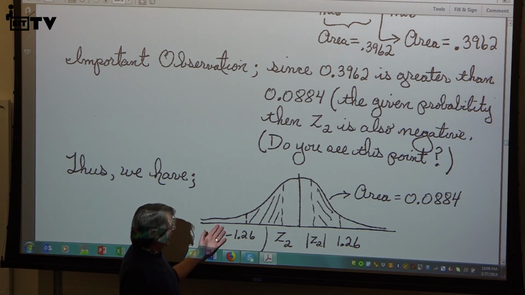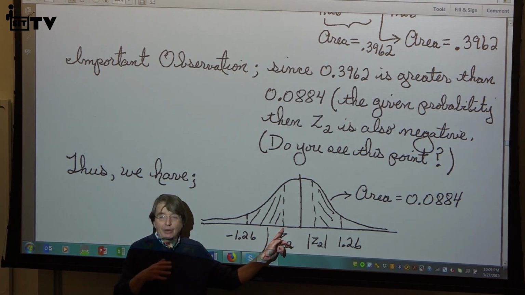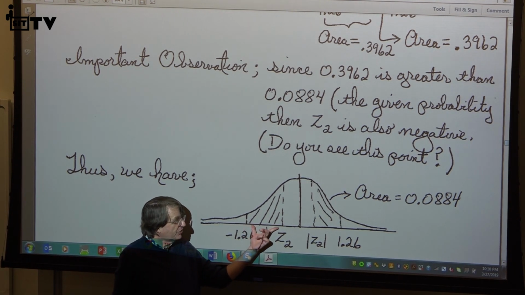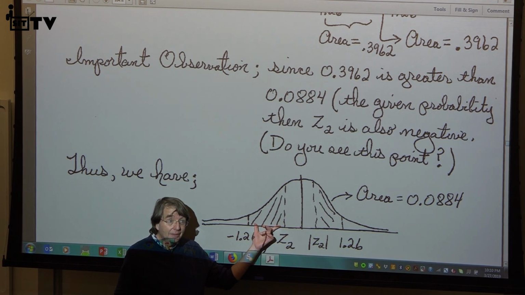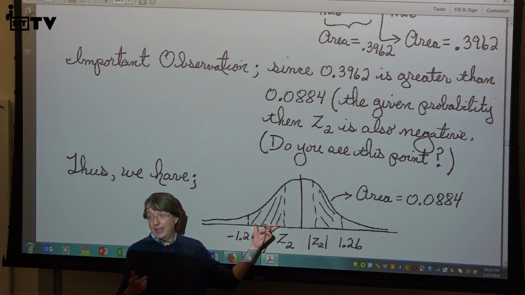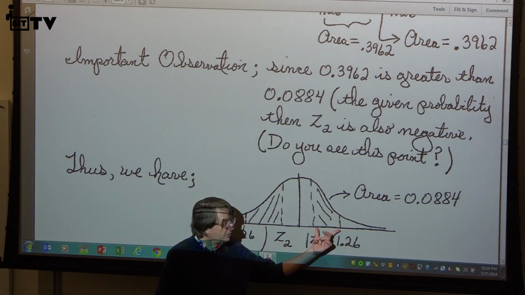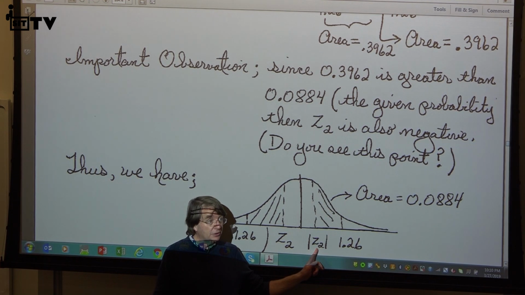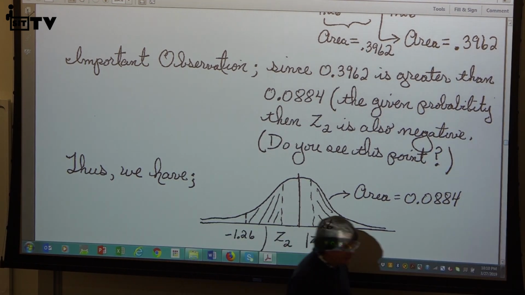Okay. So now what I want is I know that z2 is somewhere here. So I just put a line. And now what do I want? I want this area to be 0.0884. But here's the rub. I only have a single-sided z-table. So I have to use symmetry, and I have to be careful. What I'm solving for here is the positive value of z2. But z2 is negative.